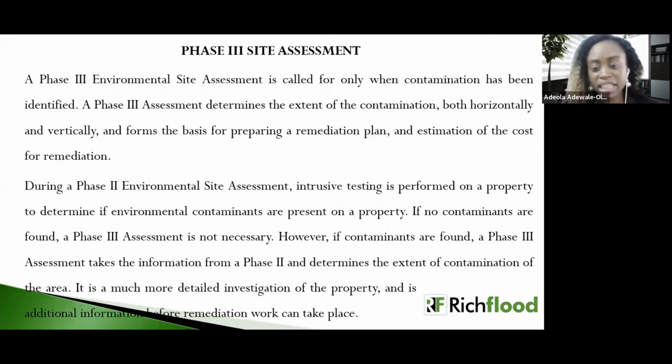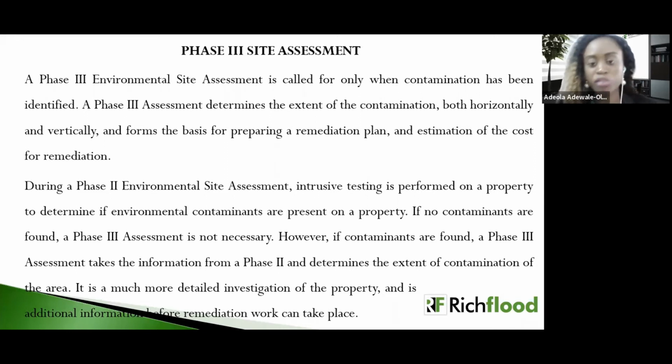A phase 3 ESA allows parties involved to develop a plan of remediation, which needs to have the approval of the local, the state, and the federal environmental agencies. It will also detail a full scope of options for all the parties, as well as the time and the costs that will be involved in the cleanup. And this phase 3 ESA is usually called for only when contamination has been identified. Either from the phase 1 contamination was identified, or at the phase 2 contamination has been identified. This phase 3 now comes in.